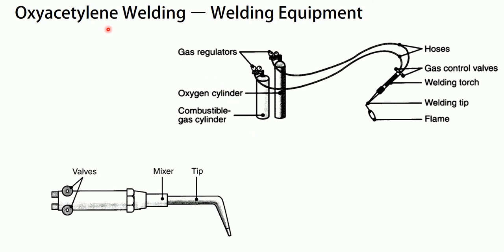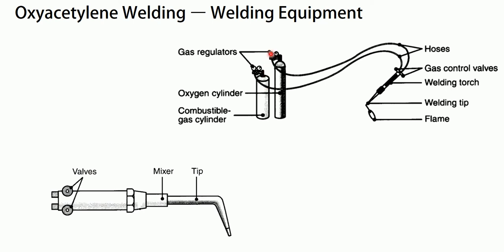Now let us see the equipment used in oxyacetylene welding. This is the sketch showing different elements of the equipment used in this type of welding process. It contains two cylinders. One is used for storing oxygen and another is used for storing acetylene. These two cylinders store the gases at very high pressure. They are in gaseous state.